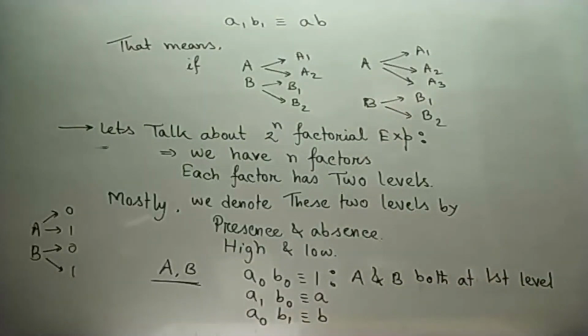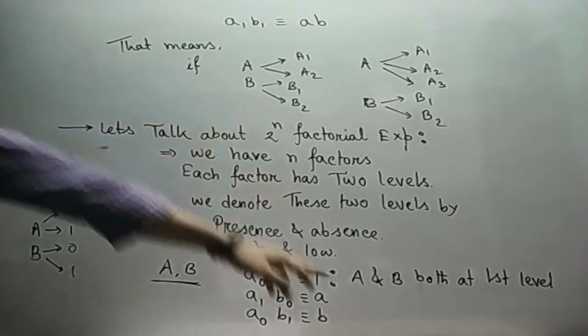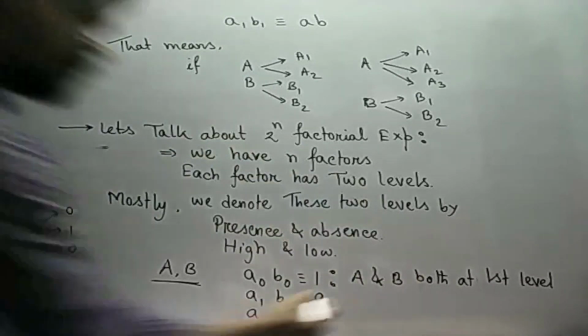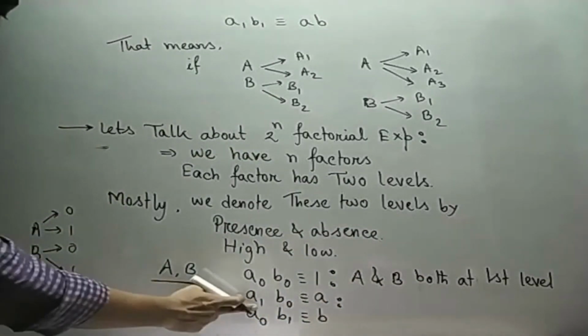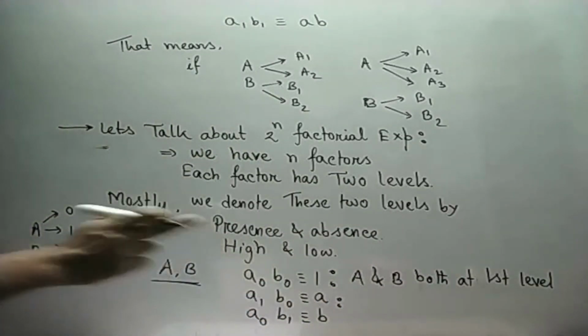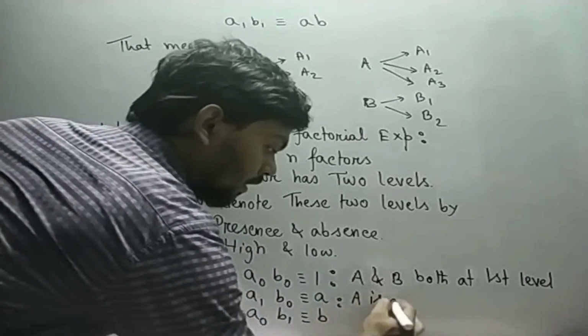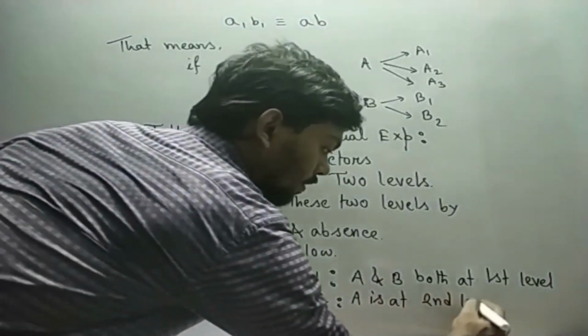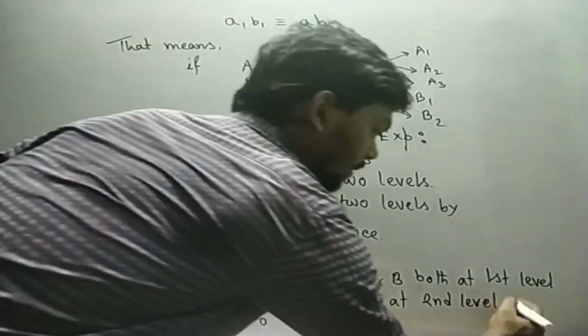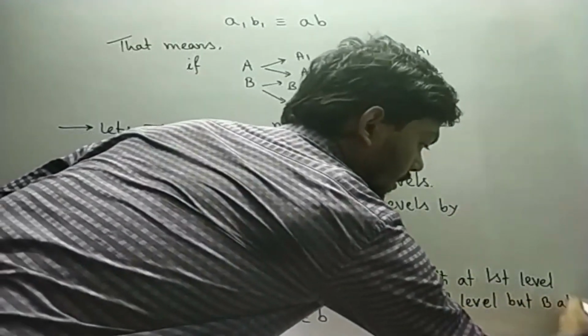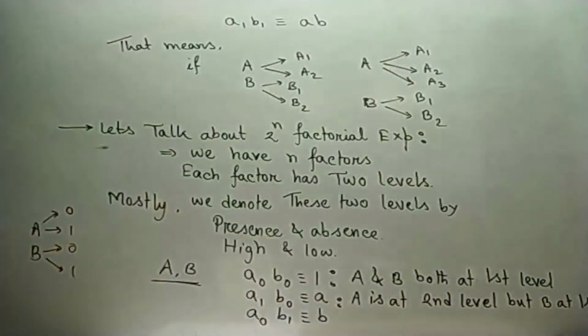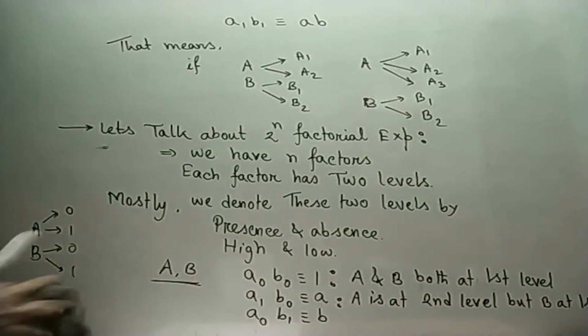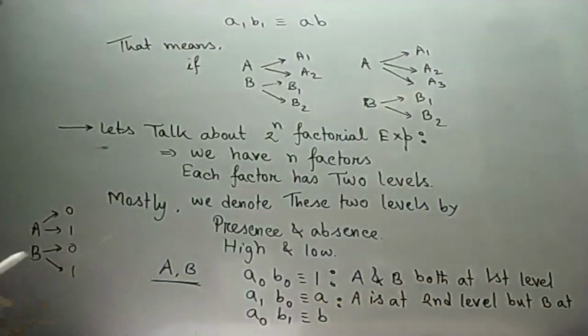first level. As 0 denotes the first level, 1 denotes the second level. Or 0 denotes the lower level and 1 denotes the higher level. So a and b both at first level. Next, the second one: a is at the second level but b is at the first level. So a is at second level but b at first. So b at first level.